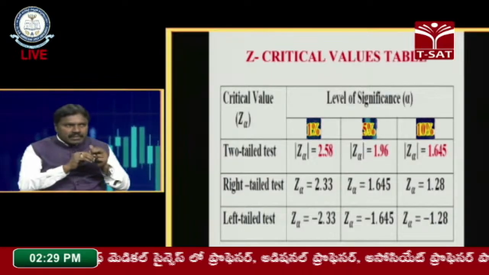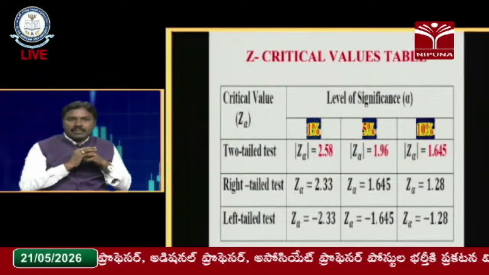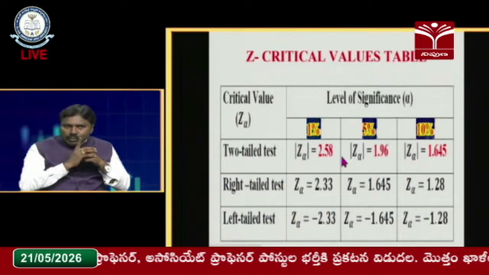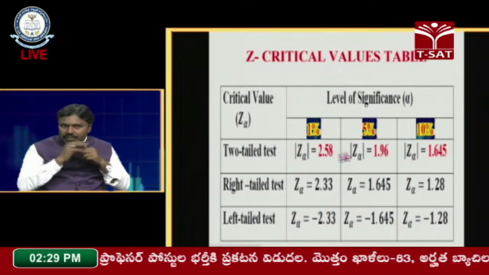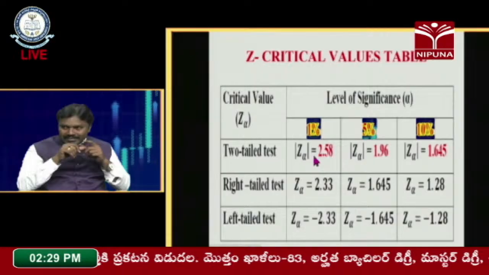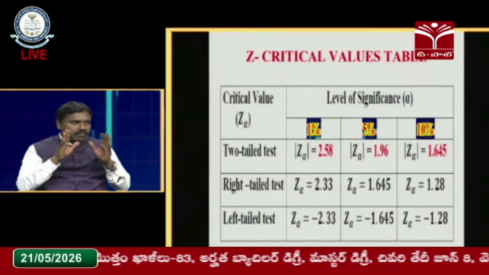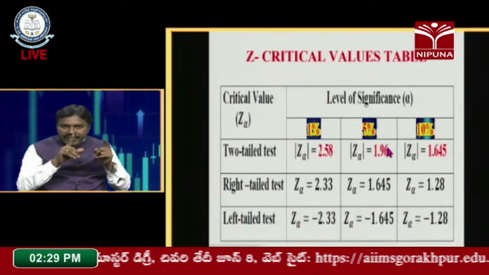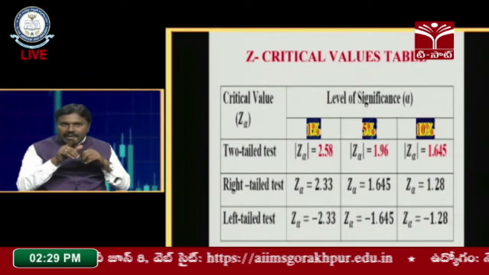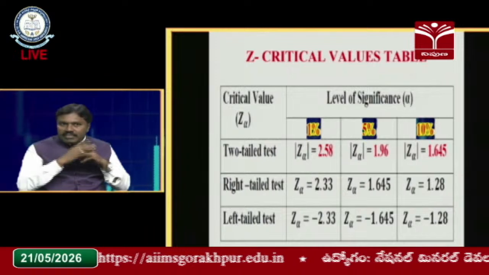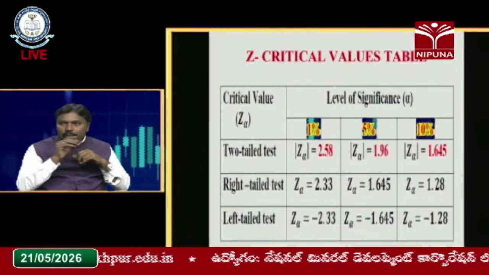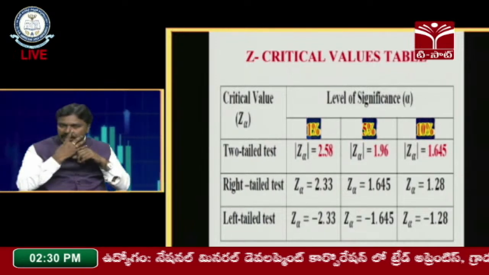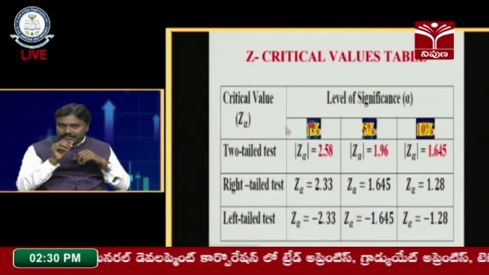1%, 5%, and 10%. So in that case, if it is a two-tail test, why use the mod symbol? It's a two-tail test, always positive. Two-tail test provides always positive mod values you can take. So if it is a two-tail test, what is the Z alpha value at the 1% level? 2.58. A student should remember this value.